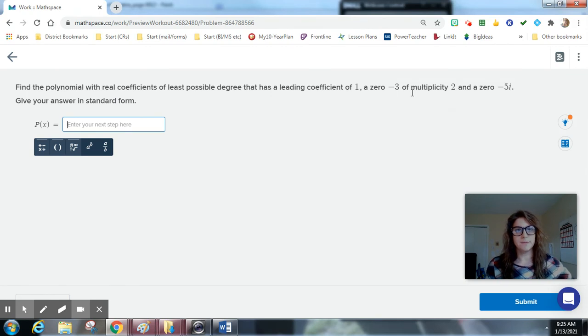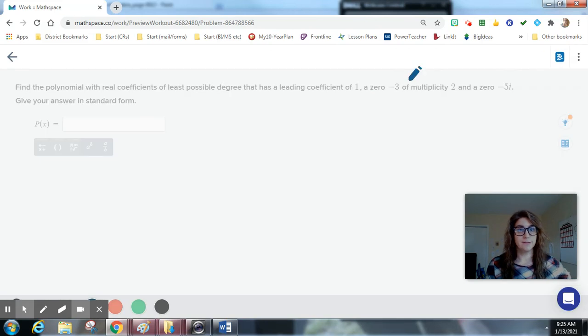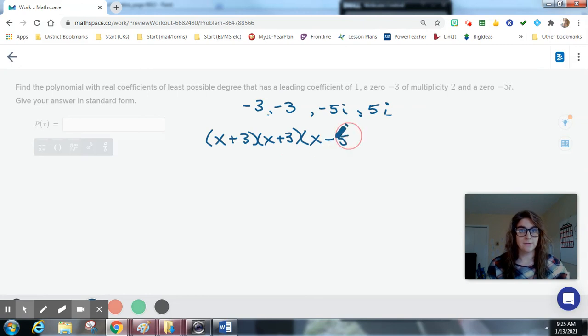So we have a 0 of -3 with a multiplicity of 2 and a 0, -5i. Okay, so that means when I write this out, -3 appears twice. That's what multiplicity means. And then I have -5i, which means I also have a +5i. So when I write out this function, I'm going to have that x plus 3 twice. And then I'm going to have a +5i and a -5i for me to multiply out. So however you multiply your polynomials, that is up to you.